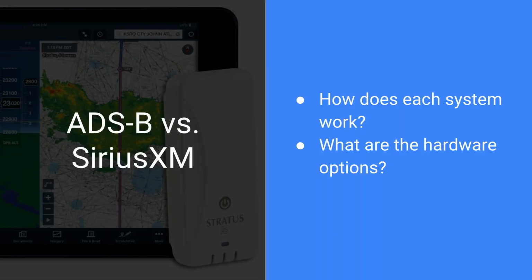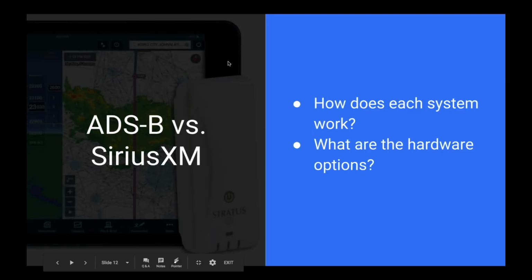SiriusXM and ADS-B with John. So I will be passing the torch back over to him. All right, thanks, Scott.